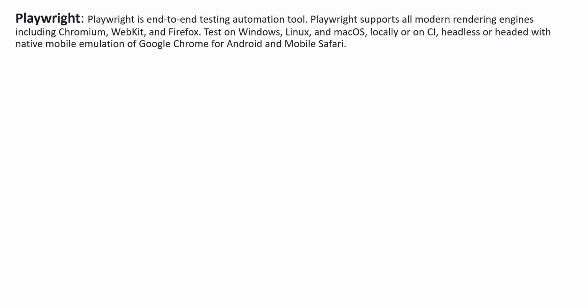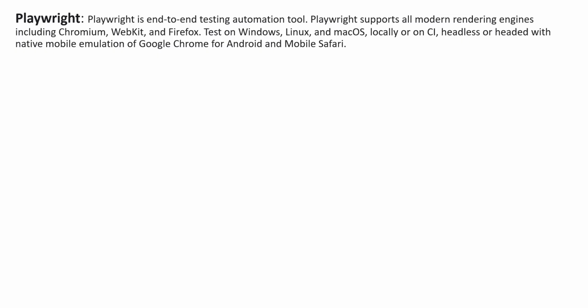So Playwright is an end-to-end testing automation tool which supports all modern engines, including Chromium, WebKit, and Firefox. You can test on Windows and Linux machines, and it also supports CI/CD pipelines. We can use Jenkins or GitHub Actions. Apart from that, Playwright also supports Google Chrome for Android and Safari. You can simulate Google Chrome and Android on mobile, and test those applications. You can create tests for mobile applications, so it is supported by Playwright.